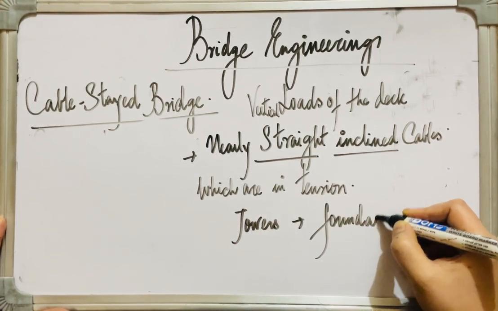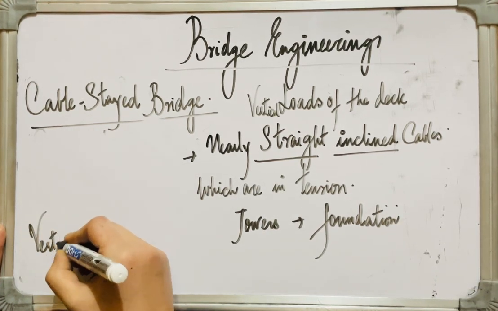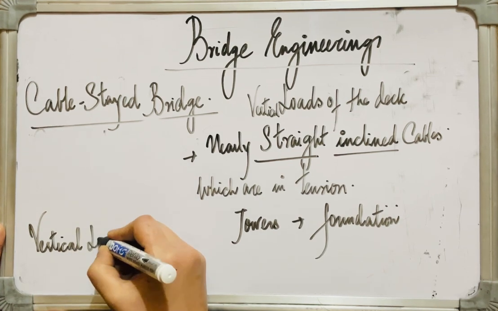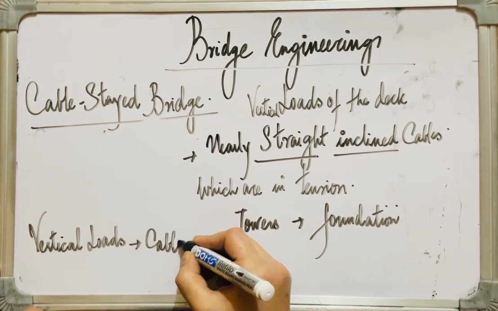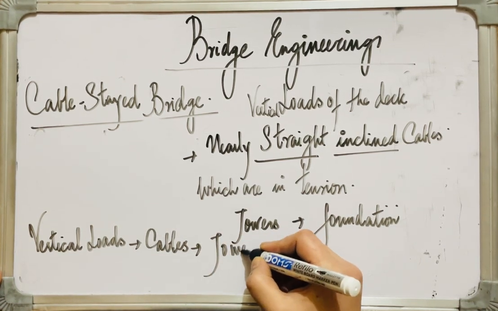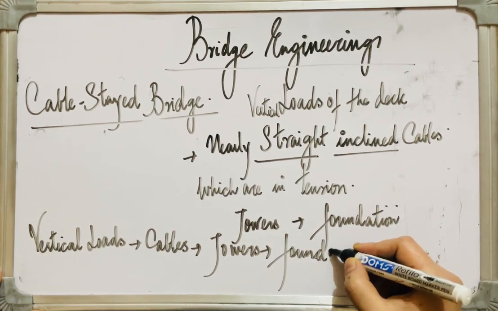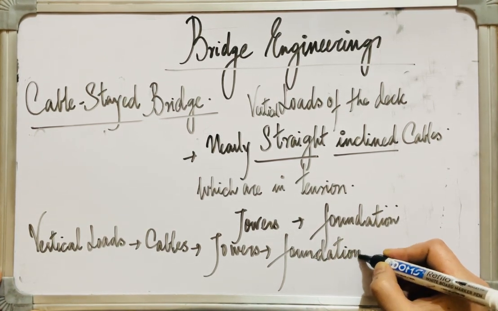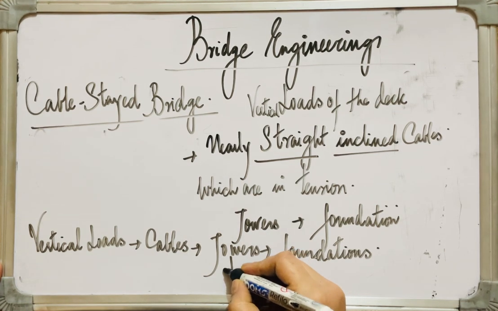All right. So the load transfer mechanism of a cable stayed bridge is that the vertical loads from the deck are carried by nearly straight inclined cables which are in tension. Then from the cables, the load gets transferred to the towers, and ultimately from towers to the foundations below, because towers are embedded in foundations. All right. So these towers transfer the cable forces to the foundation through vertical compression.